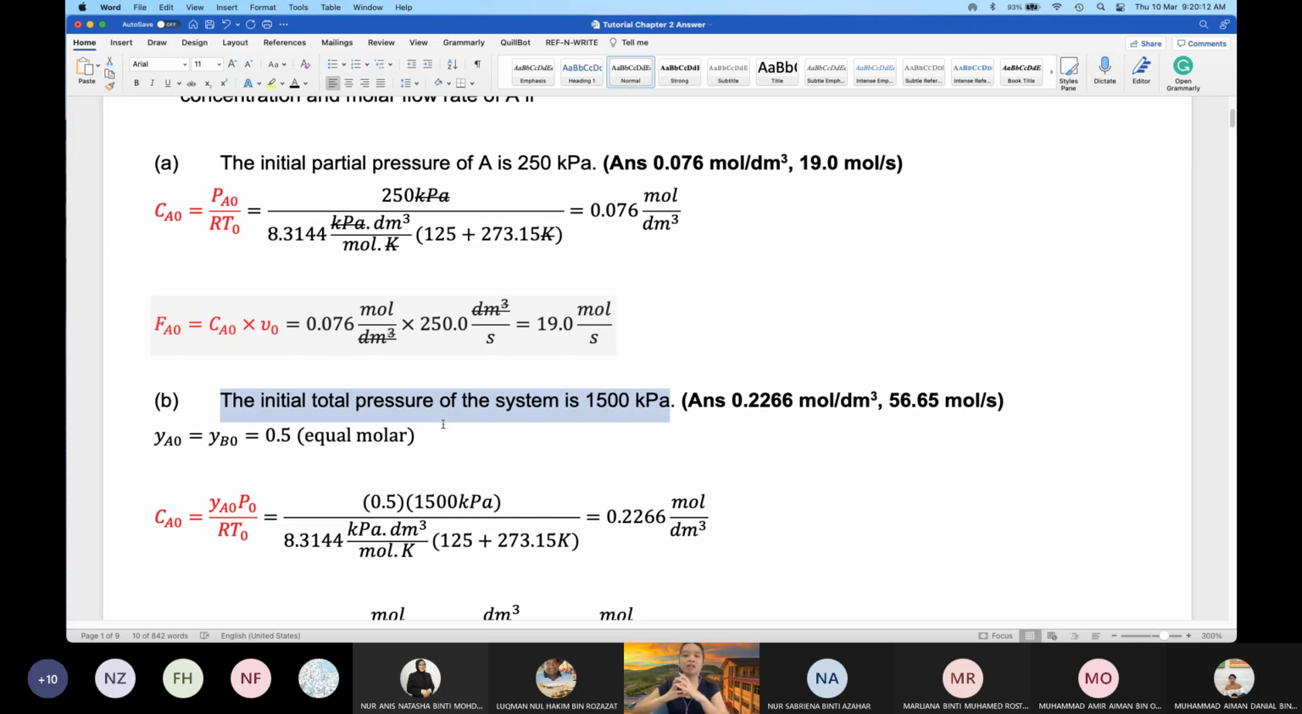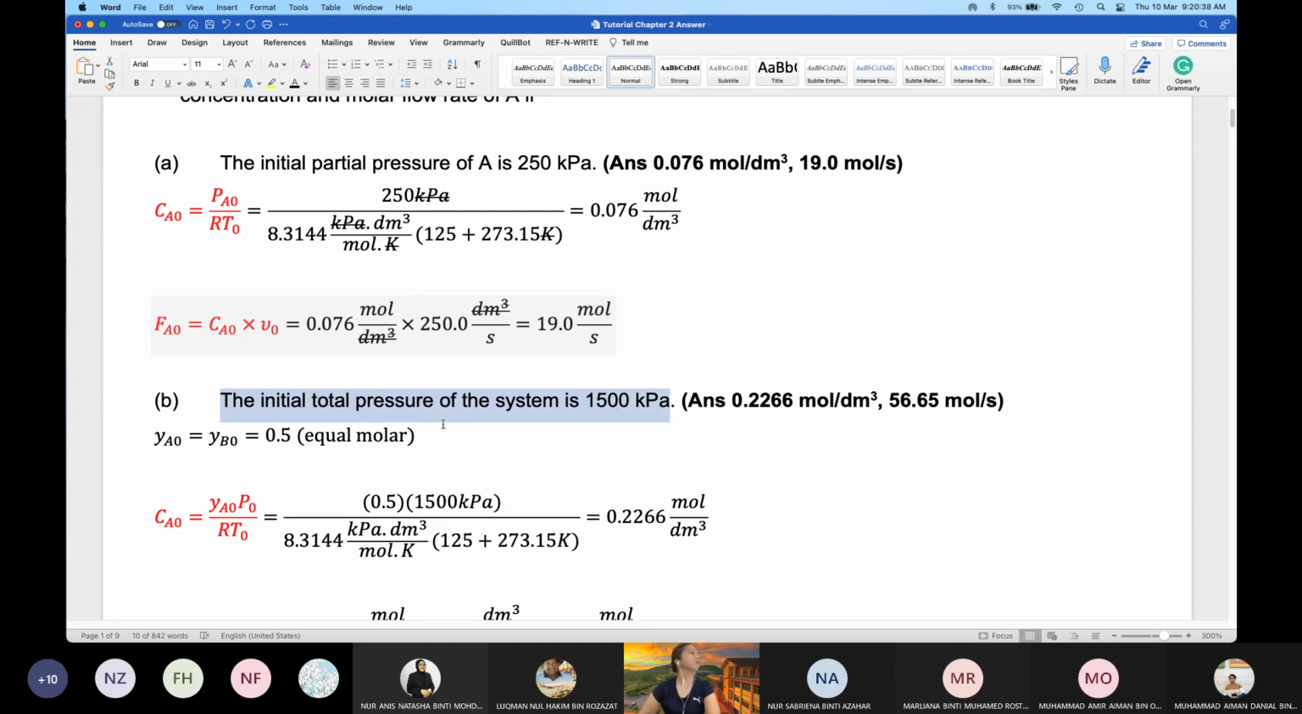When they say total pressure, it means we have two compounds, A and B. So the total pressure of both these compounds is 1500. So in the calculation, we want to find the concentration of A. We cannot use this 1500, because this 1500 also contains the pressure of B. If I want to calculate the concentration of A, it must be only and only the pressure that comes from A. So how do we solve this?